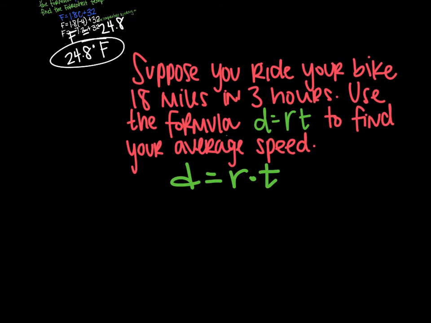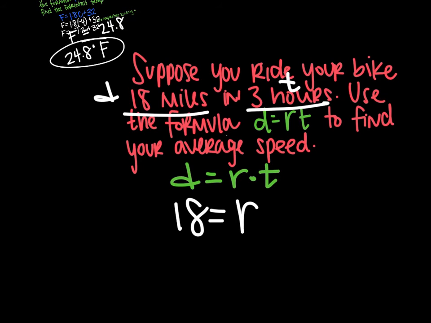So you're going to input what you know. 18 miles, that's your distance. 3 hours is your time. So we're going to plug that in. So 18 equals R times 3. And then we're going to use what we know to solve this problem and solve for R.